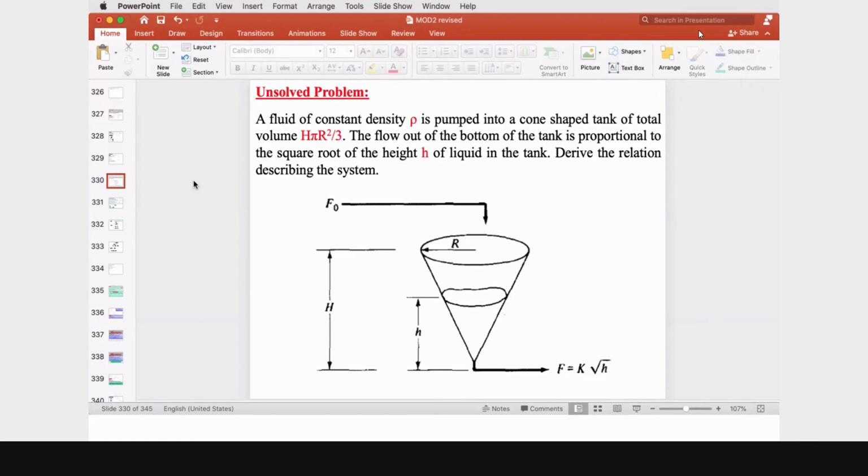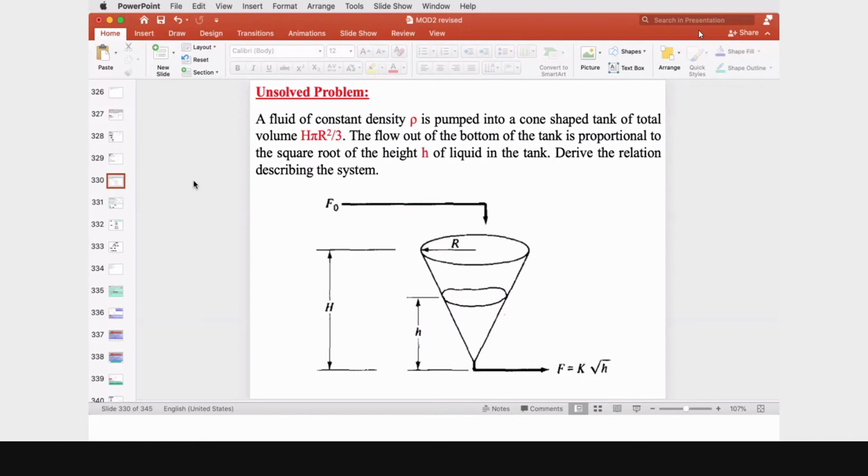A fluid of constant density rho is pumped into a cone-shaped tank of total volume capital H pi capital R square upon 3. Okay. So we must be clear that whatever fluid is going to be pumped has its density constant. The cone-shaped tank must have the volume equal to capital H pi capital R square by 3.